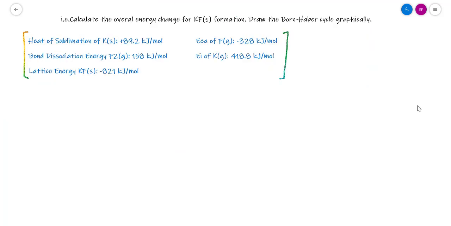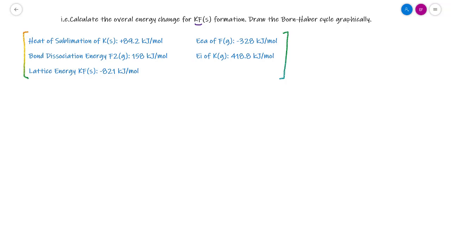Okay, so I've got an example here. This is a type of example you'd expect to see on a graded workshop or an exam, where I'm going to ask you to calculate the overall energy change for the formation of a solid. In this case, it's this ionic compound, potassium fluoride, and then I might ask you to draw the actual graphical Born-Haber cycle. So exactly what we just did, but with a different solid. In that case, I'd give you a table of values like this.